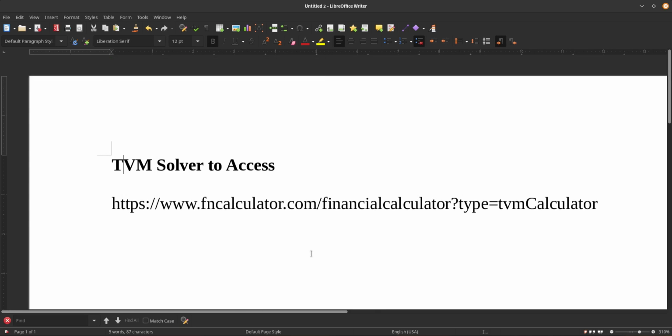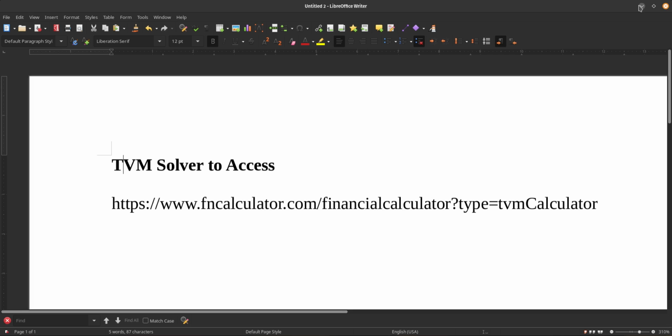So today what we're going to do is start by taking a look at this website. I will provide this link on the main web page for the course for this lesson. So this is going to be under 9.1, and any lesson that uses a TVM solver to help us find the solution to a problem.